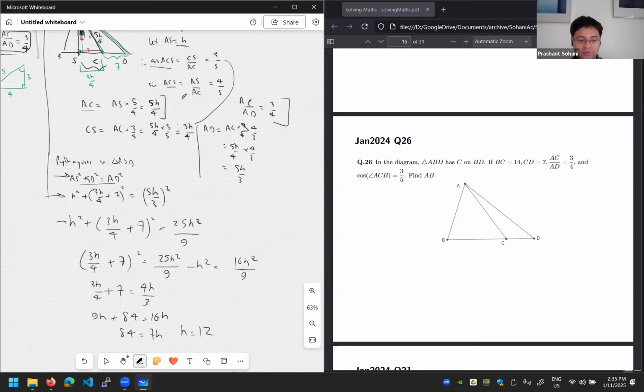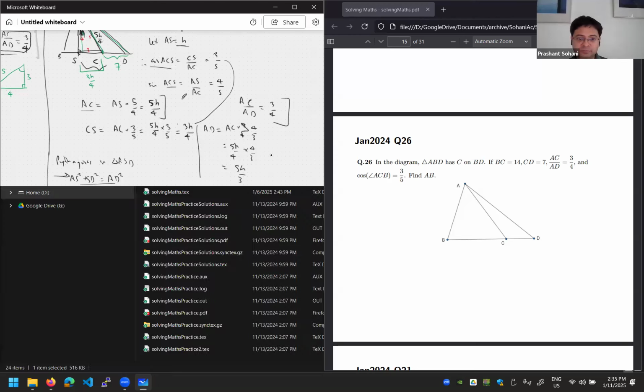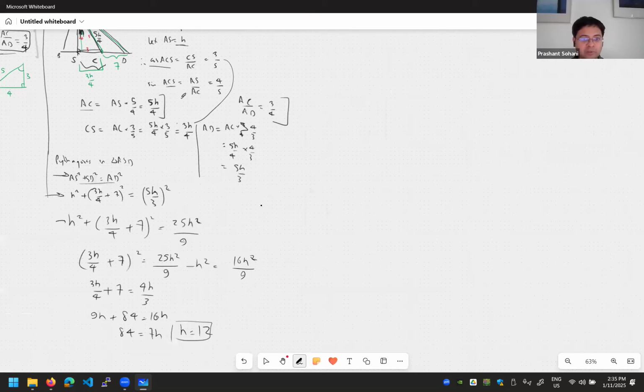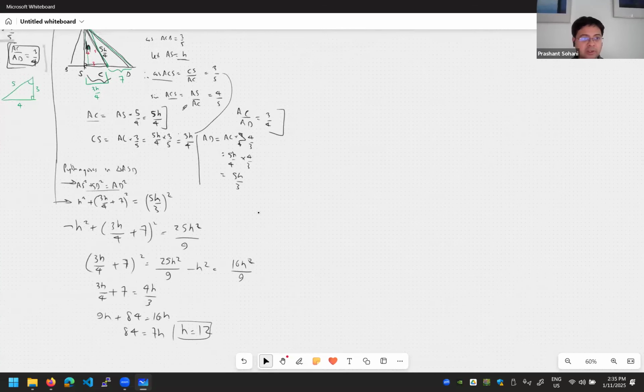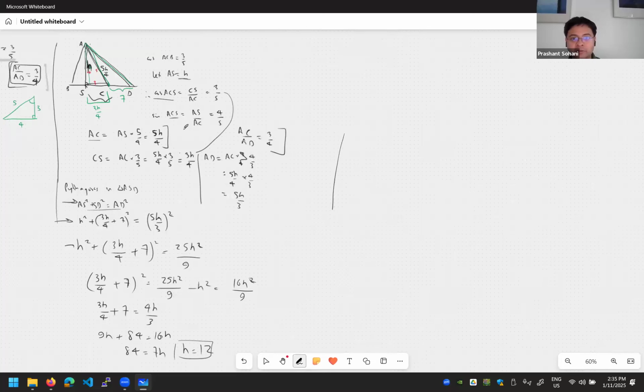Okay, so h is equal to 12. Once we get the value of h, then everything else we can find, right? So if I go back to my original diagram, or let me draw it again here. What we found right now is the height, which is 12. And from that, we can find all the remaining lengths, right? So A, B, S, C, D. CD is 7 already.